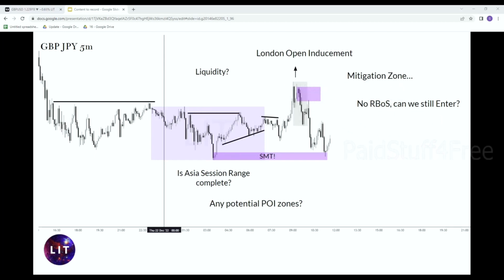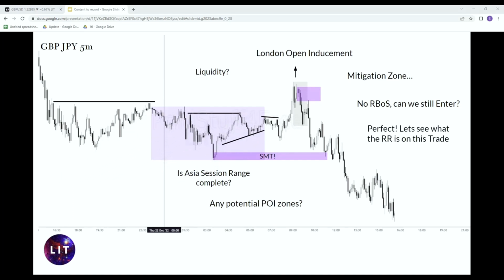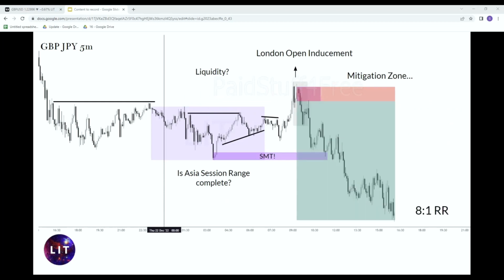Now let's wait for our smart money trap to end. And what do we get? We get a perfect reaction away from our London Open inducement, and then our mitigation is perfect for the entry itself. Now this is really nice. So let's actually see the risk to reward we can get on this trade. We have a perfect 8-to-1. Now that's pretty nice, I have to say, for your first trade of the day within London Open. An 8-to-1 is pretty nice, and that's what we achieve in LIT every single day on the pairs.